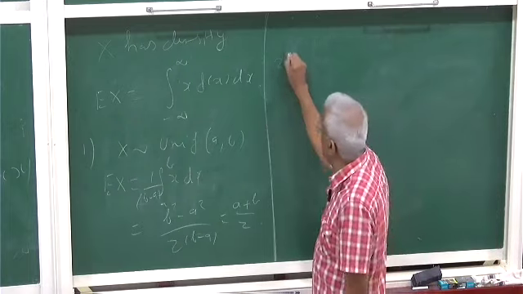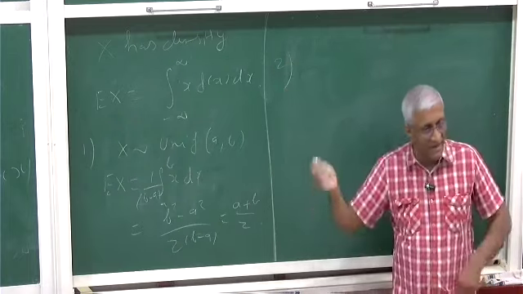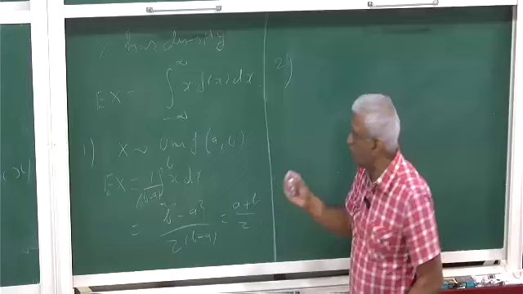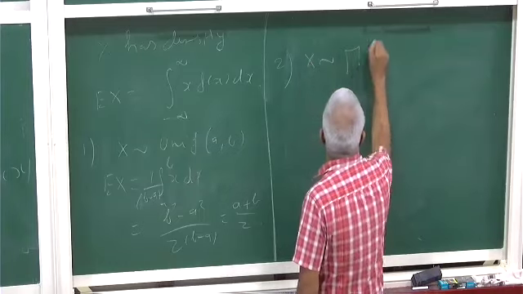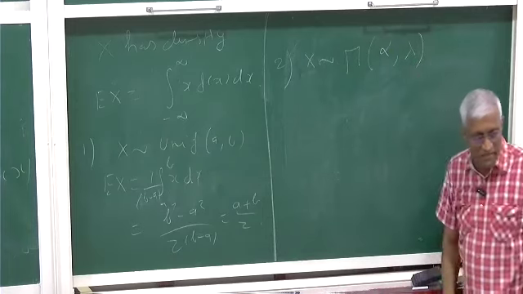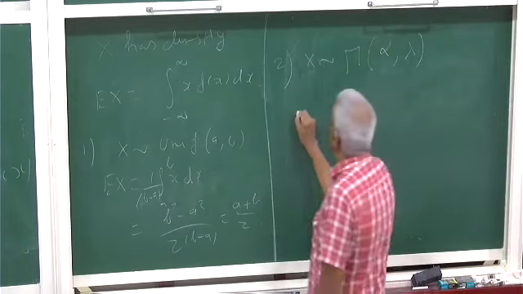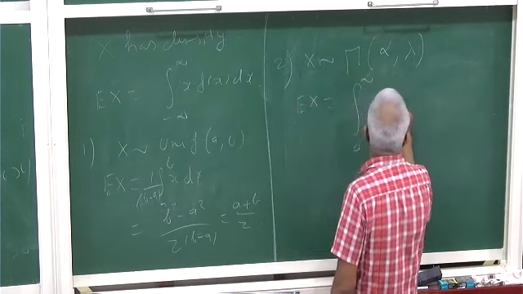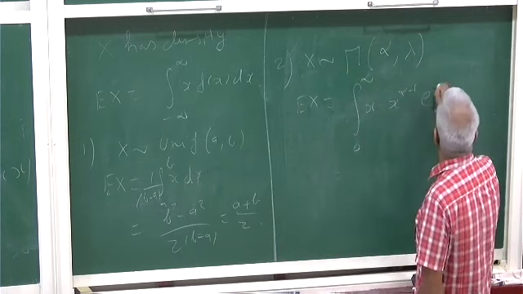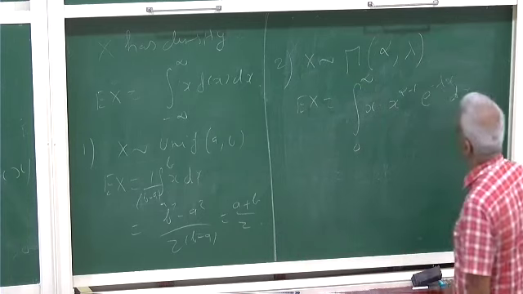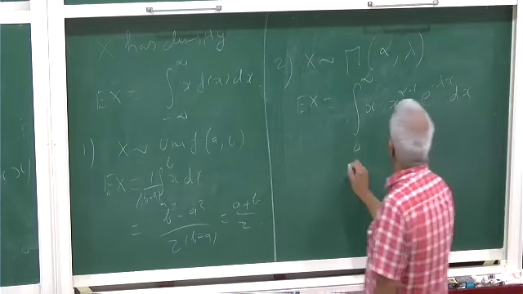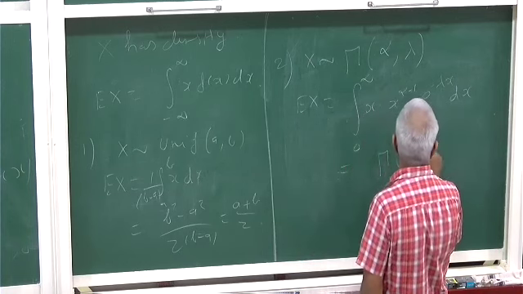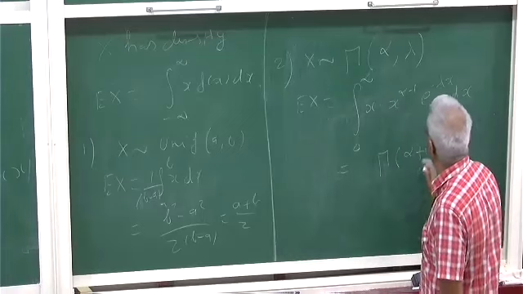Let us do it for the gamma distribution. We can do it for the exponential, but exponential, chi-square, all these things are special cases of the gamma distribution. So suppose X follows gamma of alpha, lambda. Then the expectation of X is the integral from 0 to infinity of x into x power alpha minus 1 into e power minus lambda x dx.